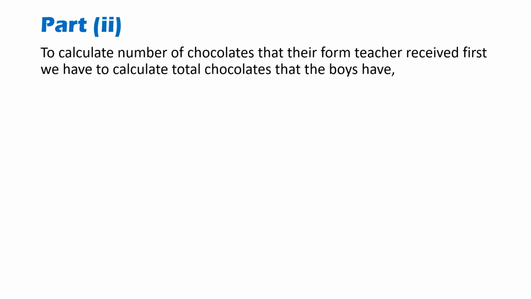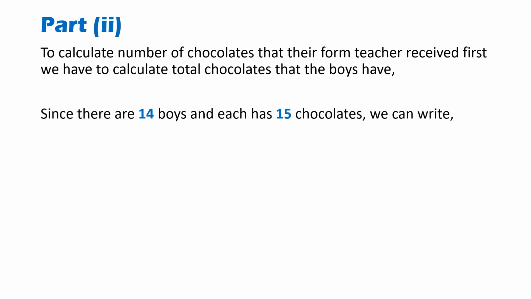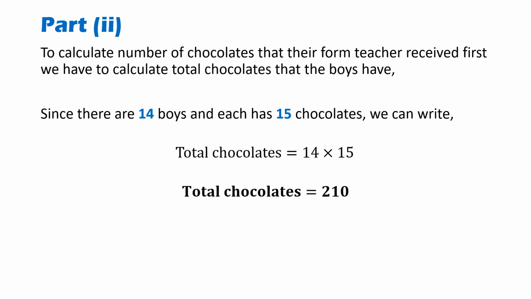Part 2. To calculate the number of chocolates that their form teacher received, first we have to calculate the total chocolates that the boys have. Since there are 14 boys and each has 15 chocolates, the total chocolates can be calculated by multiplying 14 and 15. So, the total chocolates are 210.